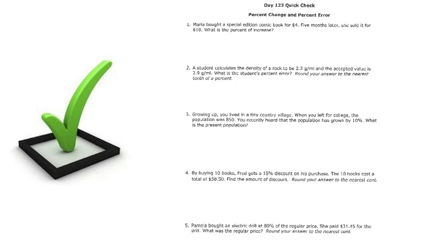Now it's time for your Day 123 quick check. I want to see how well you've mastered percent change and percent error. So you need to complete these 5 problems in your notebook, and when you're finished, you need to enter your answers online if you have time left in the class period. If not, you can enter your answers for the quick checks at home, or you could just wait to enter these answers in tomorrow first thing when you come to class.